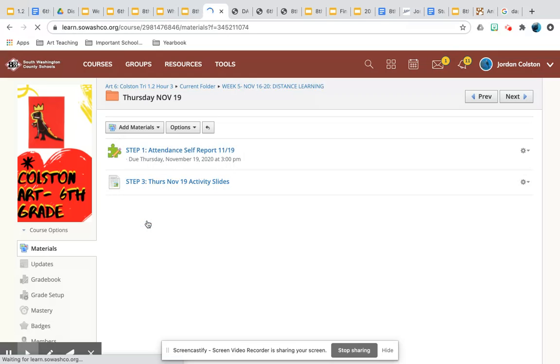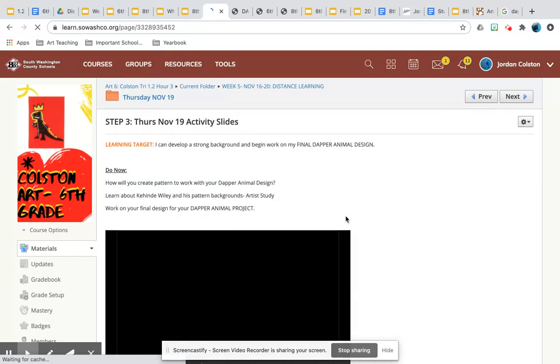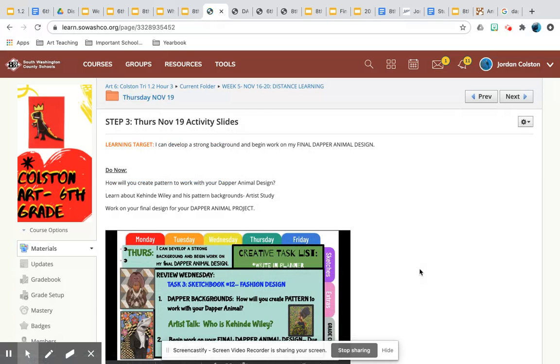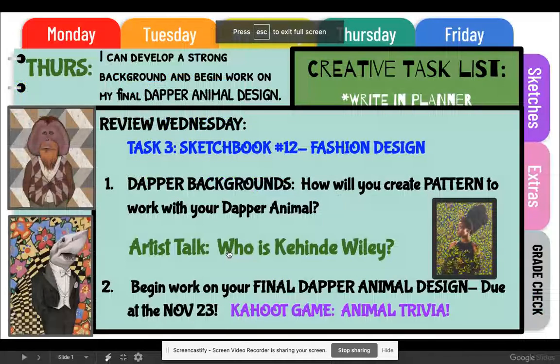So you should have done your selfie. You should have done your animal practices. Yesterday, you should have done your fashion. Today is all about backgrounds, okay? What's really cool is how you are going to design your background to make your dapper animal stand out. The emphasis of this entire project is your dapper animal. And so how are you going to make your dapper animal stand out?